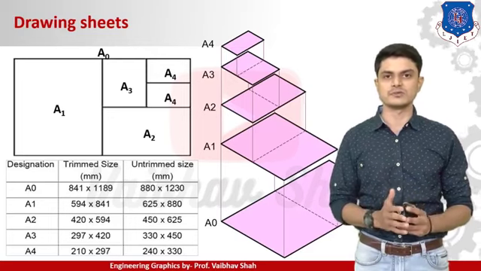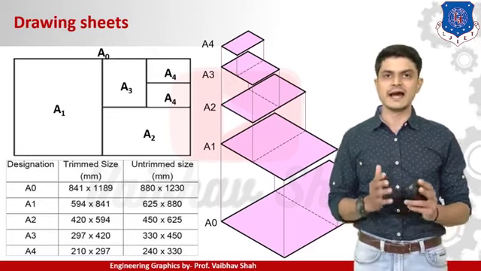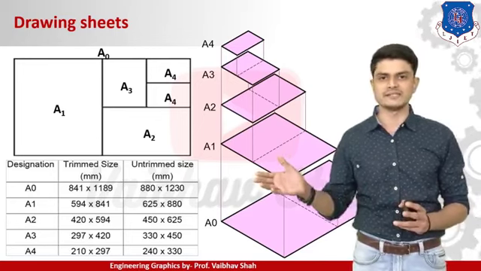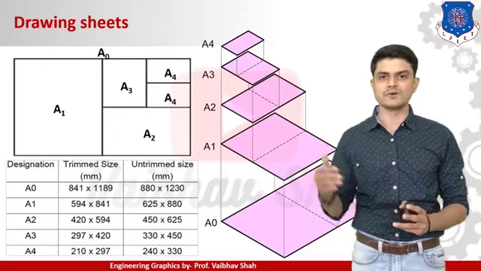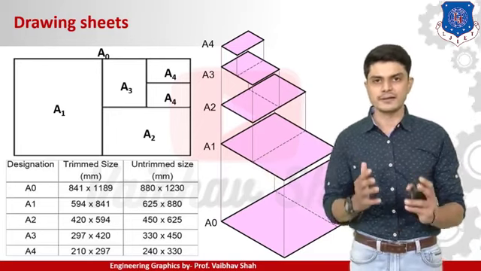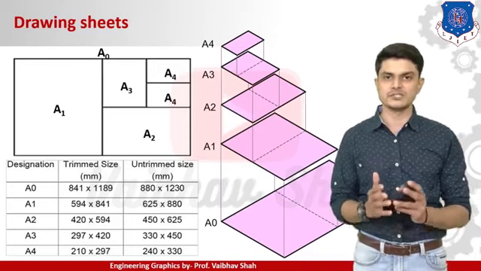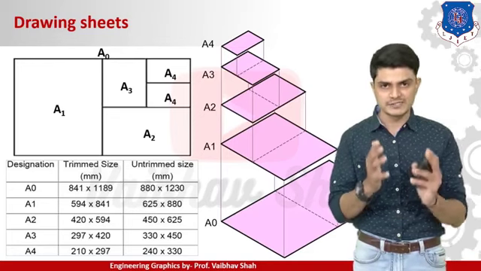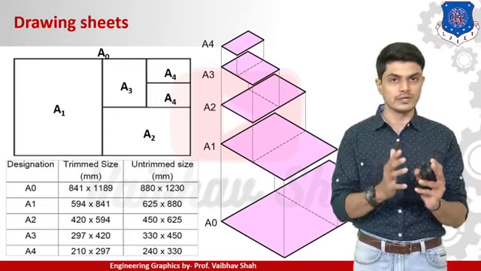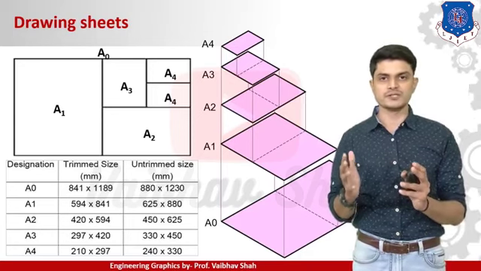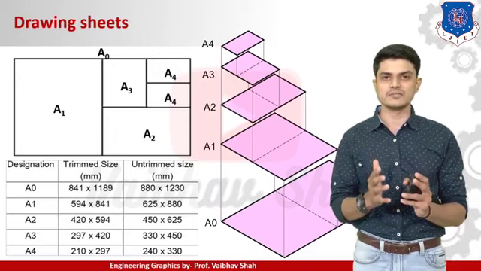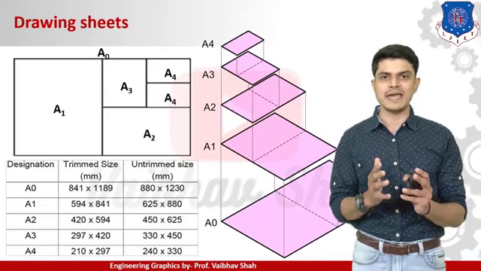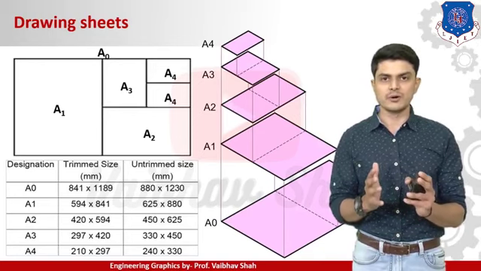So let us see a few of the dimensions of the drawing sheets of trimmed size, and I will tell you a trick on how to remember these dimensions. Let us begin. The first column is for designation, which is the type of sheet. The second is for the trimmed size, and the third is for the untrimmed size. Let us first see the dimension of each sheet for the trimmed size, because in an examination, whenever you are asked to write down the dimension of any sheet, you will use only the trimmed size. Remember that. Now the first sheet is A0 size. The dimension of A0 size is 841 by 1189 mm. Here we are using the dimension in mm, so don't worry about what mm is.